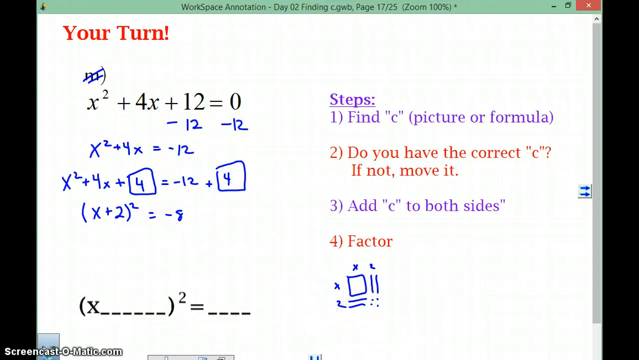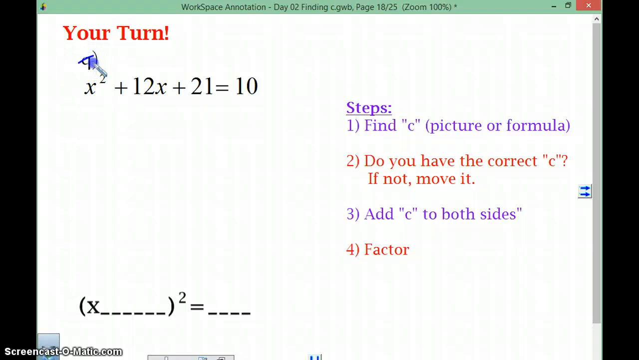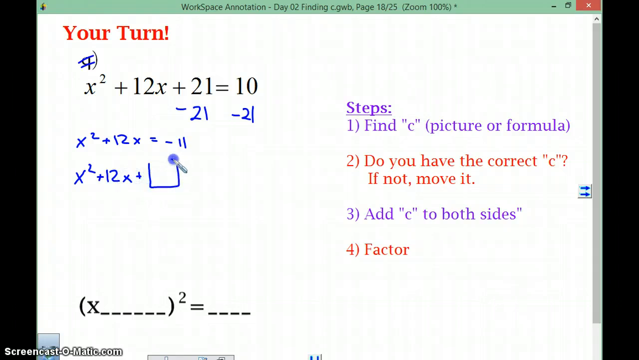All right, let's try another one. Again, this is one of your homework problems. I can't remember which one though. First step, I know this is not a perfect square trinomial. Let's subtract 21 from both sides. X squared plus 12x equals negative 11. Okay, now I'm going to complete the square on this side to turn it into a perfect square trinomial. X squared plus 12x plus some number equals negative 11 plus that same number.